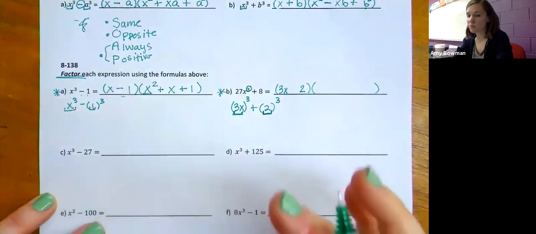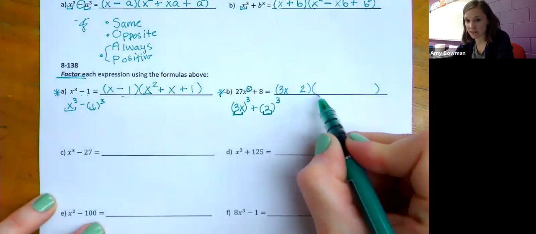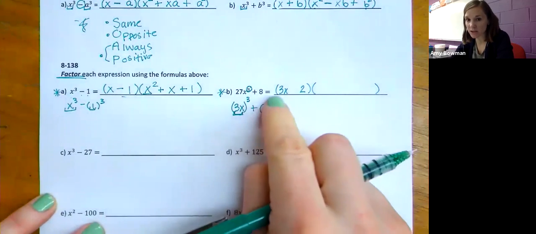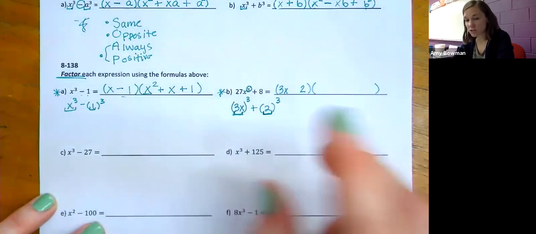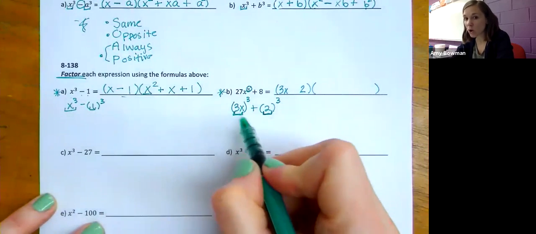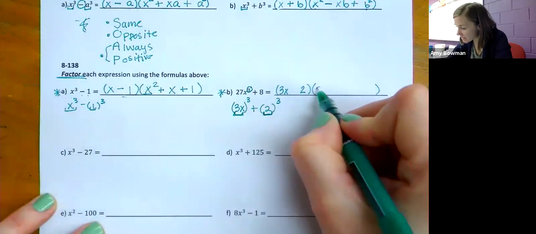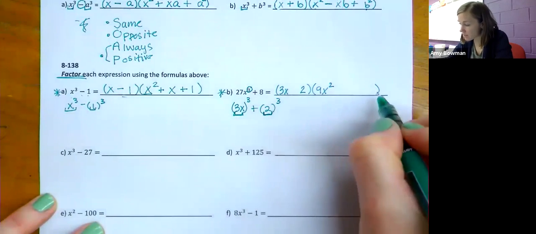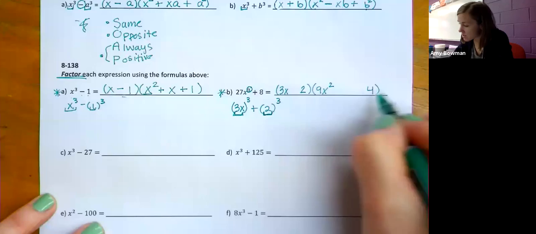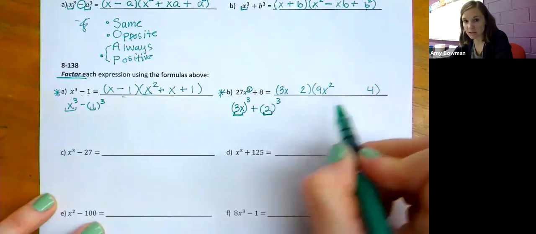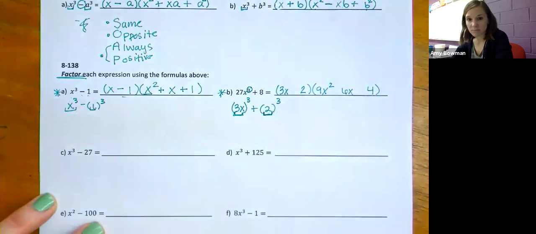And this is where I see more mistakes, because I'm squaring. We know, again, that this first and last term are going to be the squares of 3x and 2. That's not just 3 x squared. Remember, I'm squaring this whole thing. So 3x times 3x, which is 9x squared. My last term is 2 squared, which is 4. And then my middle term is the product of 3x times 2, which is 6x. Those are all my terms.